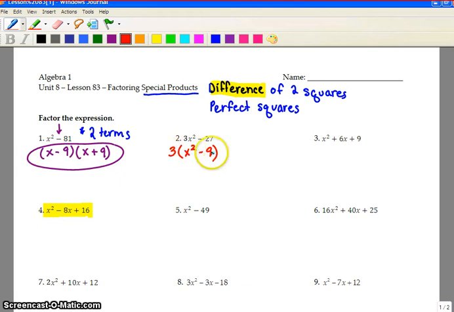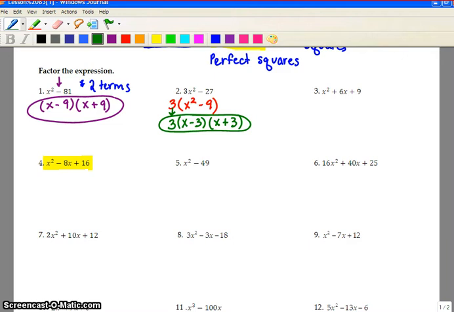This is a square and this is a square, and I'm taking the difference of them. Rule says I take the square root of the first term, square root of an x squared is an x, square root of the second term, square root of a 9 is a 3, and I need one with a plus sign in between and one with a minus sign in between. But I can't forget about that 3 that goes on the outside. Pretty easy. Easy peasy. We'll do one more like this.